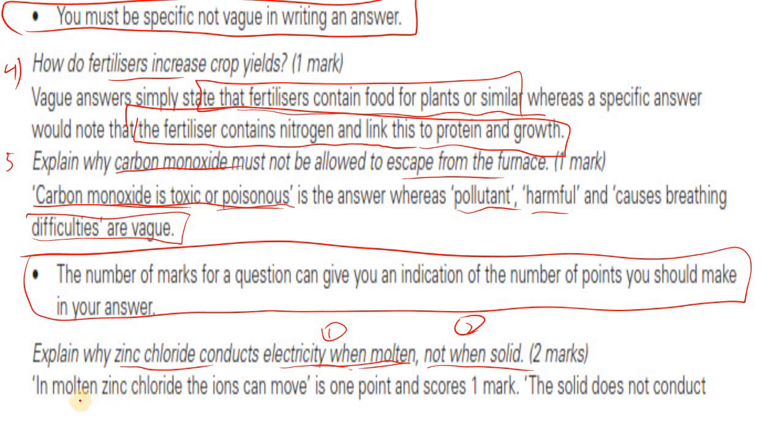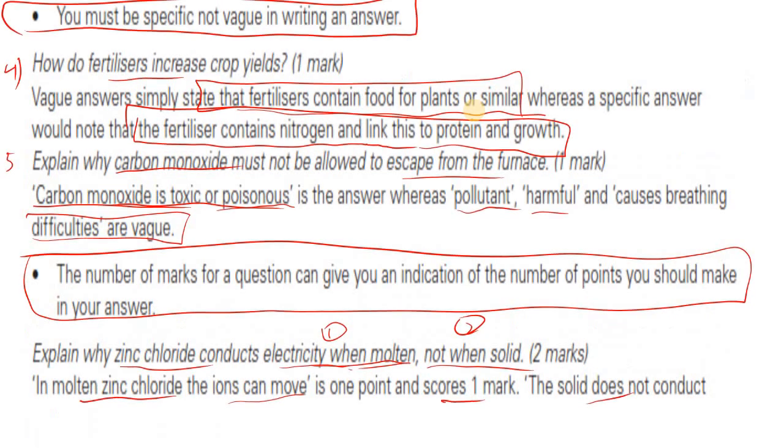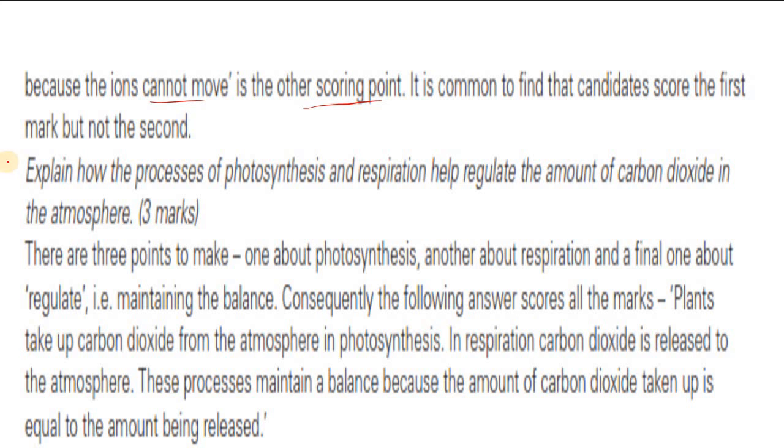In molten zinc chloride, ions can move freely, right, is the first point, and for that you will get 1 mark. Then the solid does not conduct electricity because there are no free moving ions, because the ions cannot move. That is the second scoring point, and then you will get 2 marks. But what the majority of students do is highlight only point number 1 and discuss it in detail but not point number 2. So they will get only 1 mark, right? Now this was idea number 6. Now we are moving towards the 7th idea.